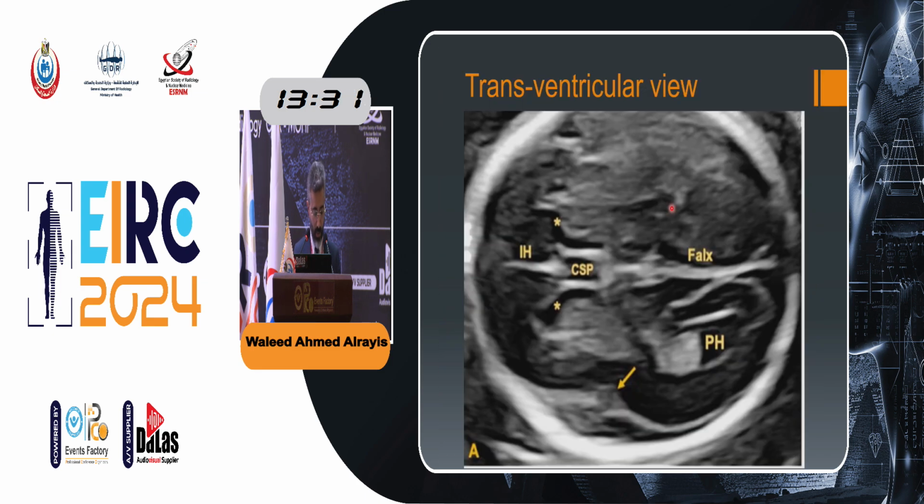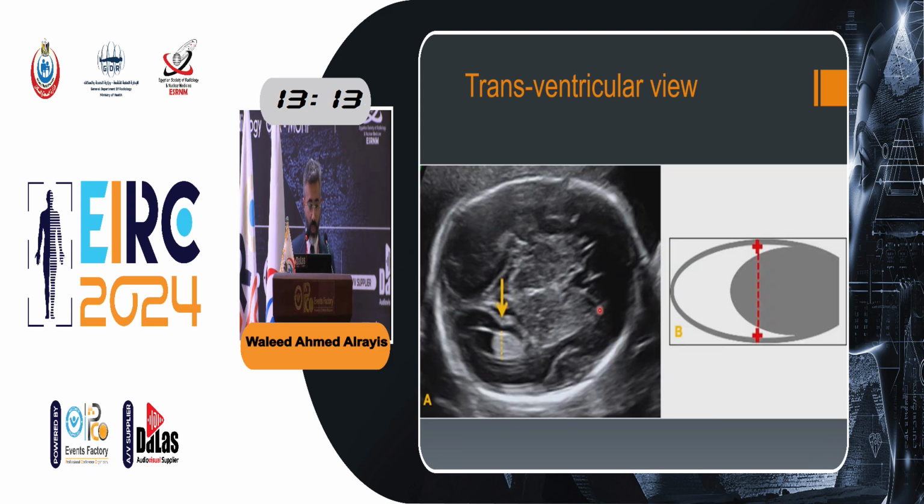Our first view is the transventricular view. In this view, we can assess the falx cerebri, the interhemispheric fissure, and the fluid-filled structure, the cavum septum pellucidum, and the anterior and the posterior horn of the lateral ventricles. Also in this view, we have to assess the diameter of the atrium of the lateral ventricle, and we have to measure it inner to inner, and its measurement shall not exceed 10 millimeters along the pregnancy.